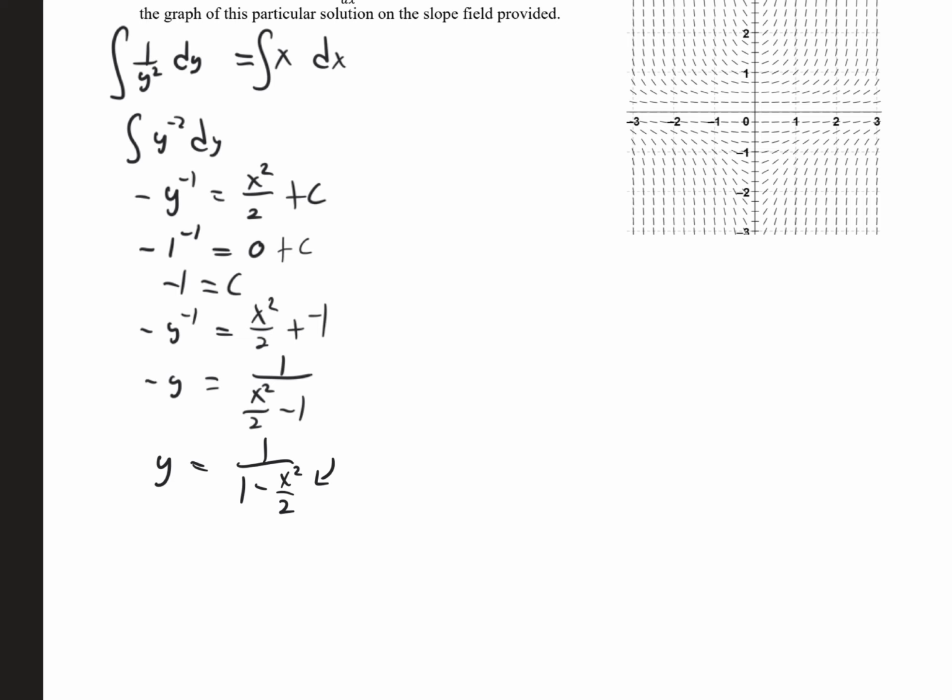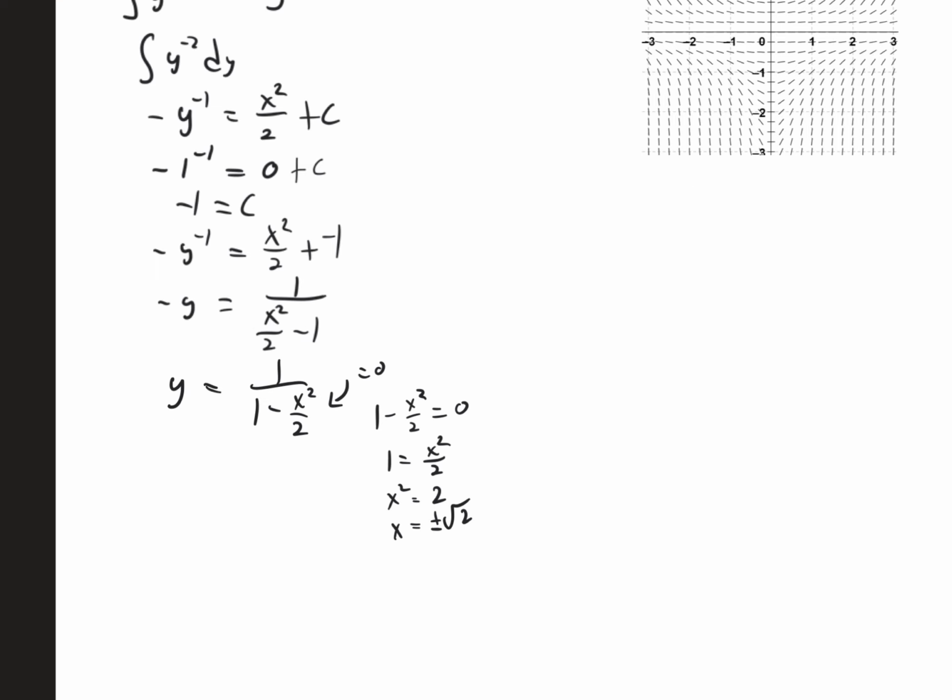All right, so we have a domain issue here because we need to see when this function does not exist. That doesn't exist when the denominator equals 0. So when does 1 minus x squared over 2 equal 0? Well, that would be when 1 equals x squared over 2, or where x squared equals 2, which would mean x equals plus or minus the square root of 2, which is about 1.4-ish or something like that. We'll put the approximately equals there.